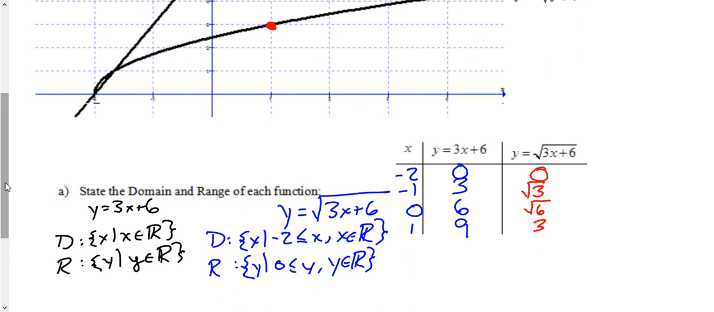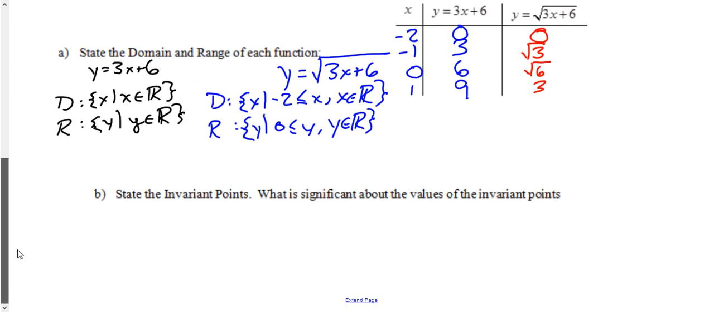After this, we have a part B. Part B is asking us to state the invariant points. And again, reminder, invariant points, what are they? They are points that are the exact same on both graphs. So if I notice points that are the same on both graphs, at -2 for x, I have a y of 0 on both graphs. So that's definitely one of my invariant points at (-2, 0).